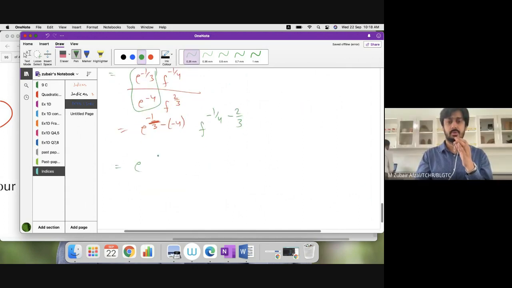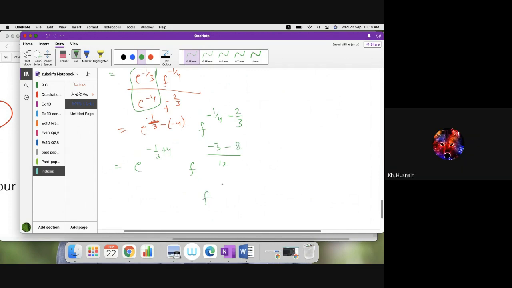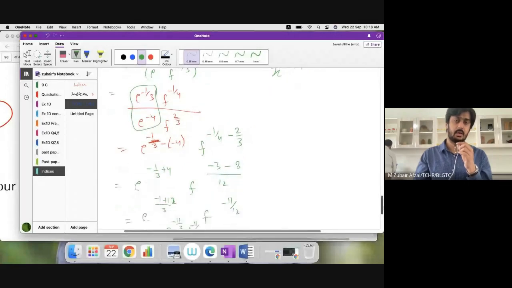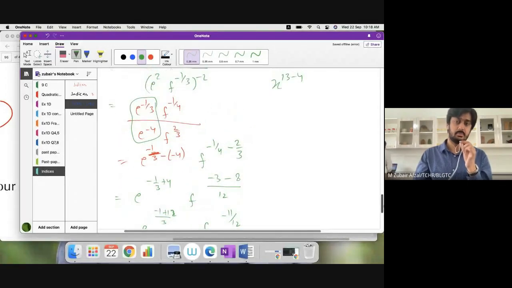Now you have small fractions to handle. That is e raised to power minus 1 by 3 plus 4, f raised to power, 4 and 3 LCM is 12. 3 minus 8, so this is minus 5 by 12. And this is e raised to power minus 1 by 3 plus 4, which is 11 by 3, f raised to power minus 11 by 12. So are you getting the idea? The question is a little harder. It will have more marks, but the concept is the same, the formula is the same.